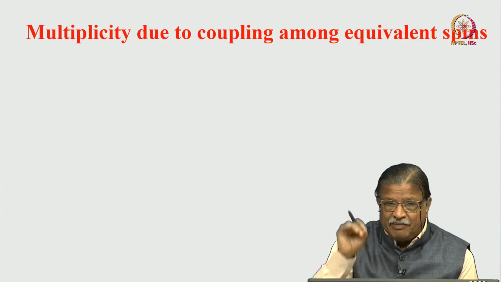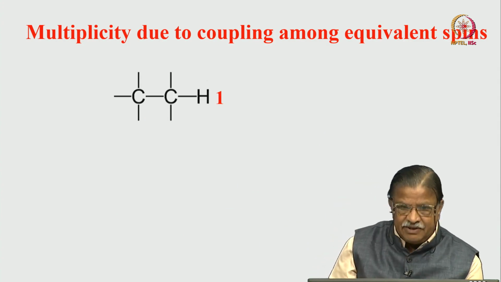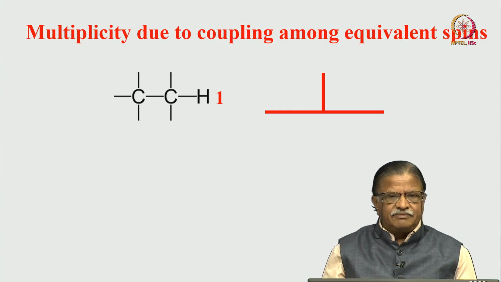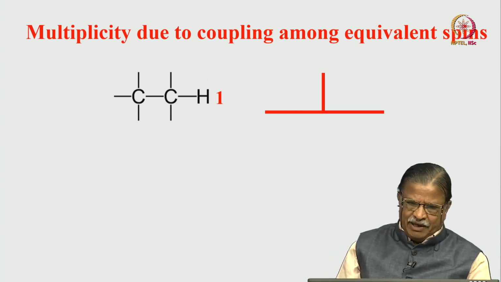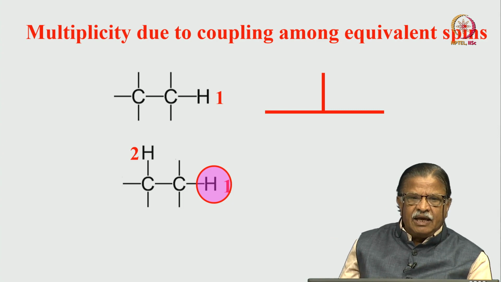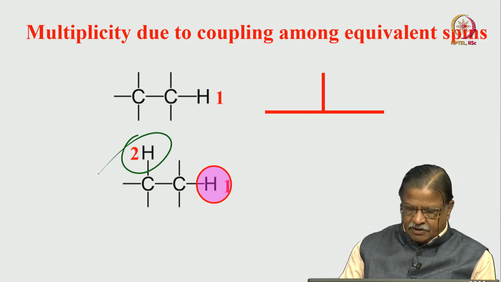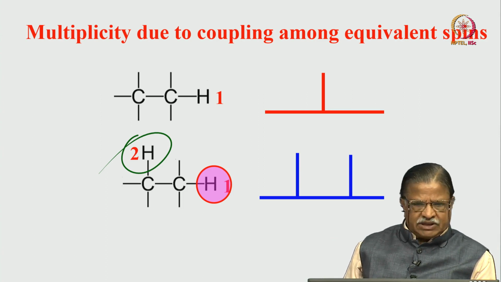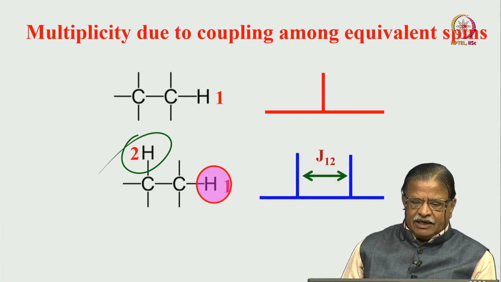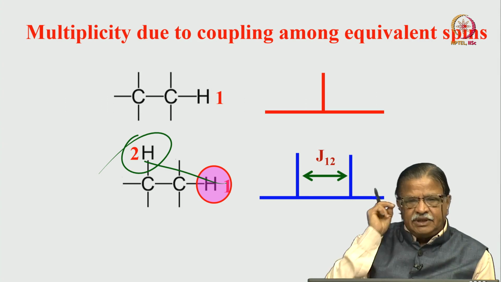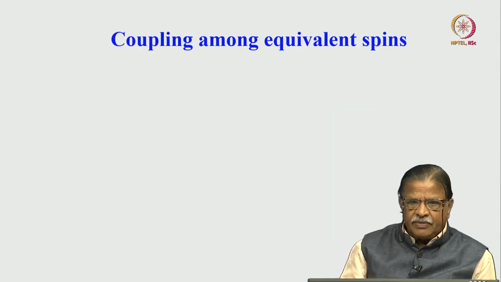Now we will look at the multiplicity due to coupling among equivalent spins. Consider one proton, single, you will get a single peak, that is what we have been discussing. Consider one proton coupled to another proton. How many peaks do I expect? I expect 2 peaks, that is clear, fine. This separation gives the coupling between 1 and 2.